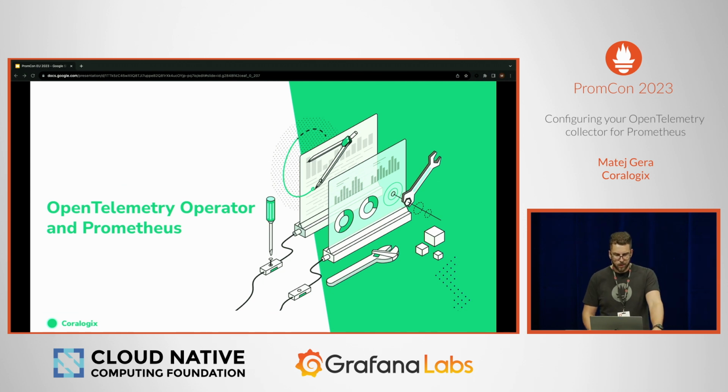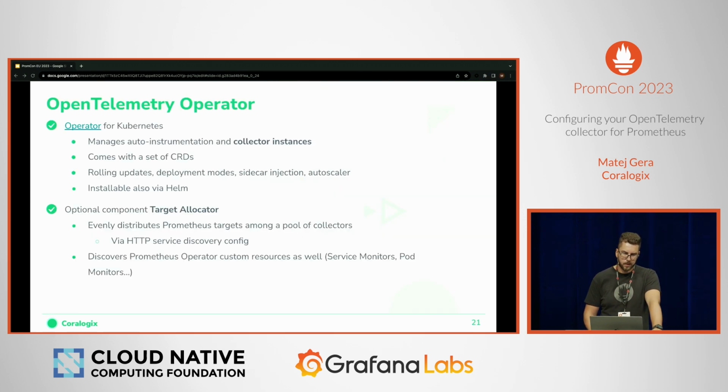Let's look at the operator. So OpenTelemetry project also includes an operator that's currently being developed and used. It manages auto-instrumentation, but most importantly for us now, it allows you to manage collector instances. It comes with a set of CRDs where you can define your collector instance in a CRD. Many different features. It supports rolling updates. There are multiple deployment modes. You can inject the collector as a sidecar. It supports horizontal auto-scaling. It's also installable via Helm charts. There's a whole Helm chart repository for this.